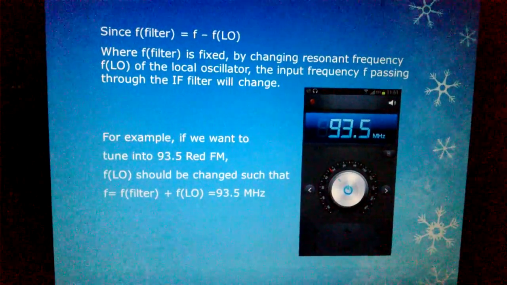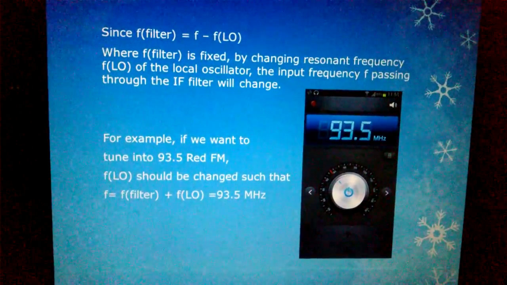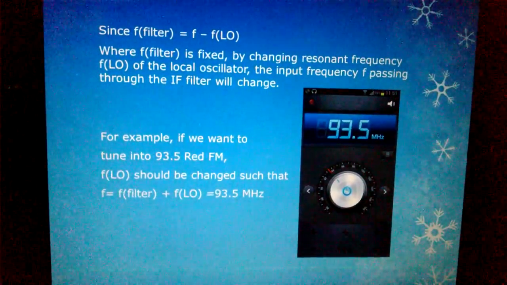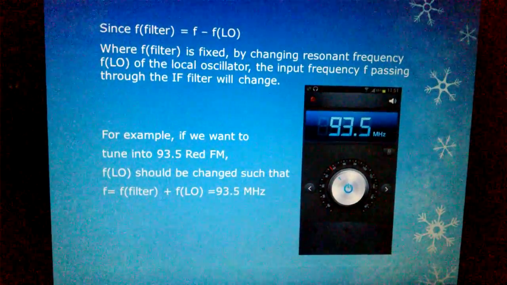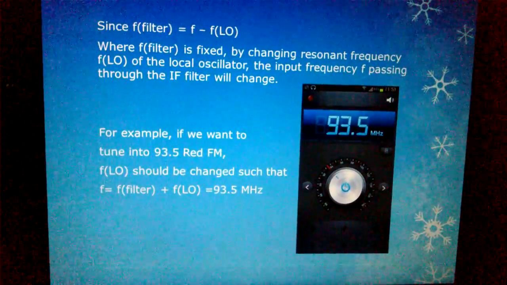So let's say we want to tune into 93.5 Red FM. The frequency of the LC oscillator must be adjusted such that the frequency of the input signal is equal to 93.5 MHz.